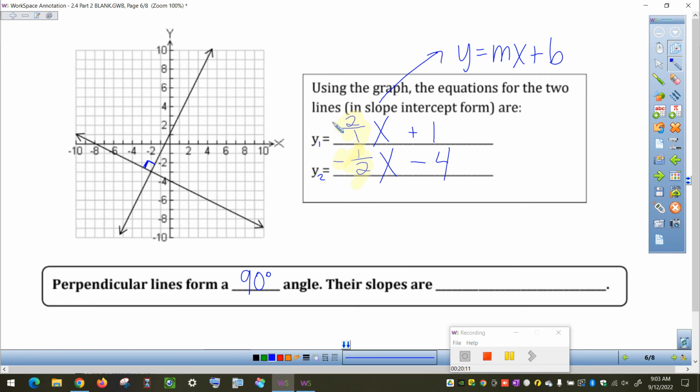The other interesting thing is that they have opposite signs. So one of them is positive and the other one is negative. And so the term that we use to describe what the slopes are, there's two things going on here. We call them negative reciprocals.